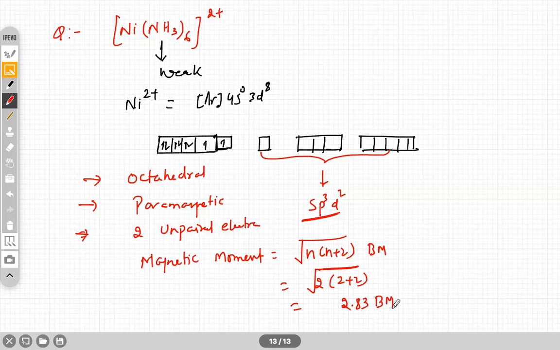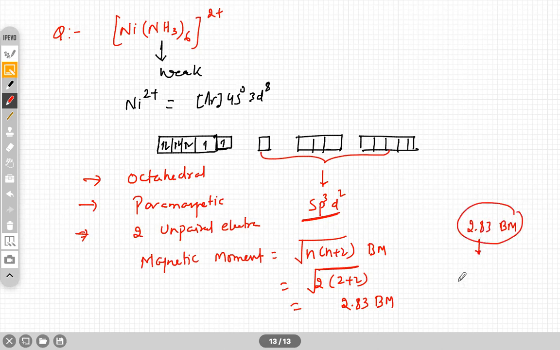Sometimes they'll give you the value of magnetic moment in the question. Suppose for this question, the magnetic moment is given: this complex has 2.83 magnetic moment. So first of all, you find out the number of unpaired electrons with this value. You need to equate root under n into n plus 2 with 2.83. But sometimes this becomes very complex to solve. You square it and then solve the quadratic. It's difficult to do, so for that, you should memorize these values.